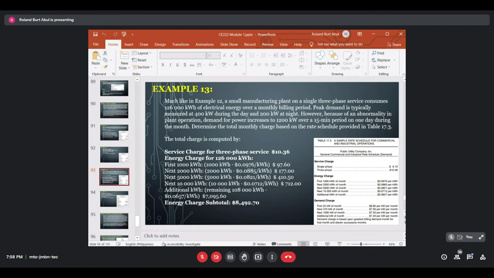So, kuha na nimo ang kada demand charge. So, i-add up lang ang duha, naay total or subtotal demand charge of 3,202.50. So, nakuha na nimo ang service charge, nakuha na nimo ang energy charge, and nakuha na nimo ang demand charge. So, i-add up lang ang tulo, naay total monthly charge of $10,260.16. So, nakuha ba ito na to?